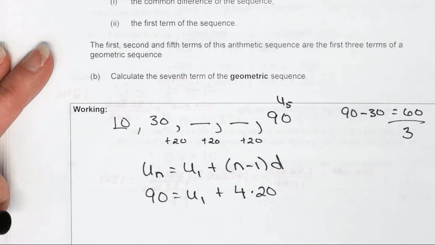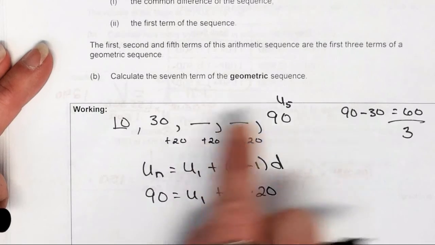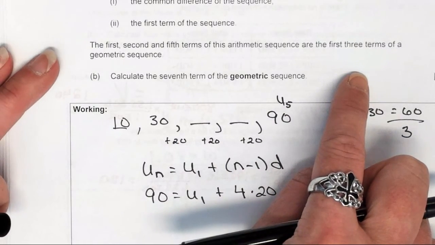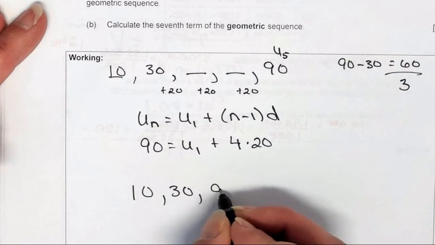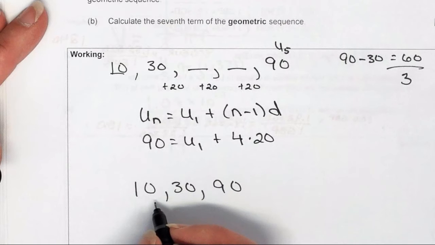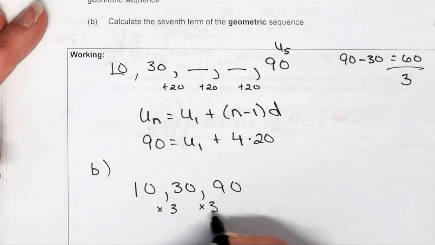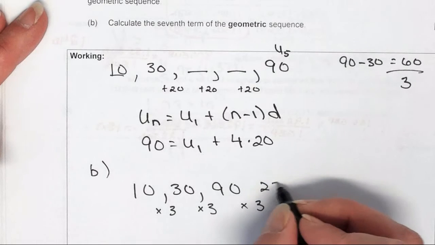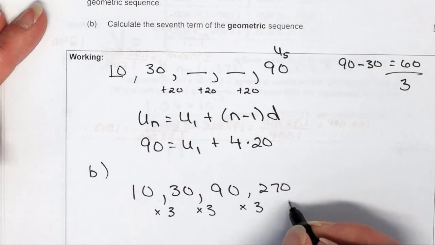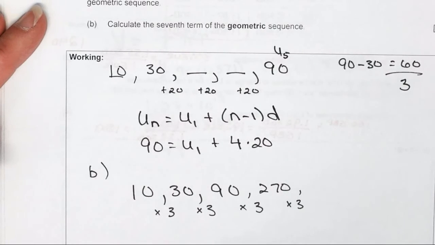The next one says if you took the first, second, and fifth terms of this sequence here, those are actually the first 3 terms of a geometric. What is the difference for the geometric? So what's happening each time if this is the new sequence? Times 3, times 3, times 3. The next term would be 270. We're supposed to go up to number 7. Could you do that? Yeah.